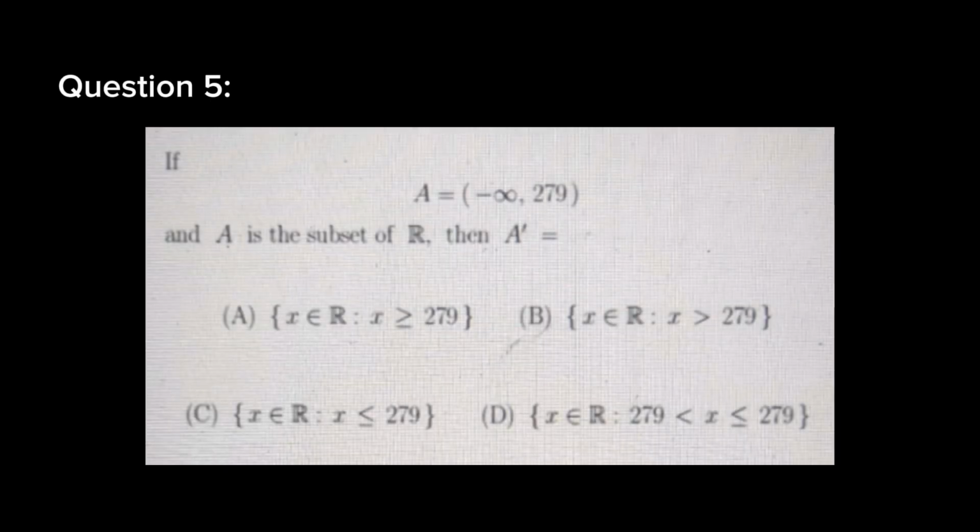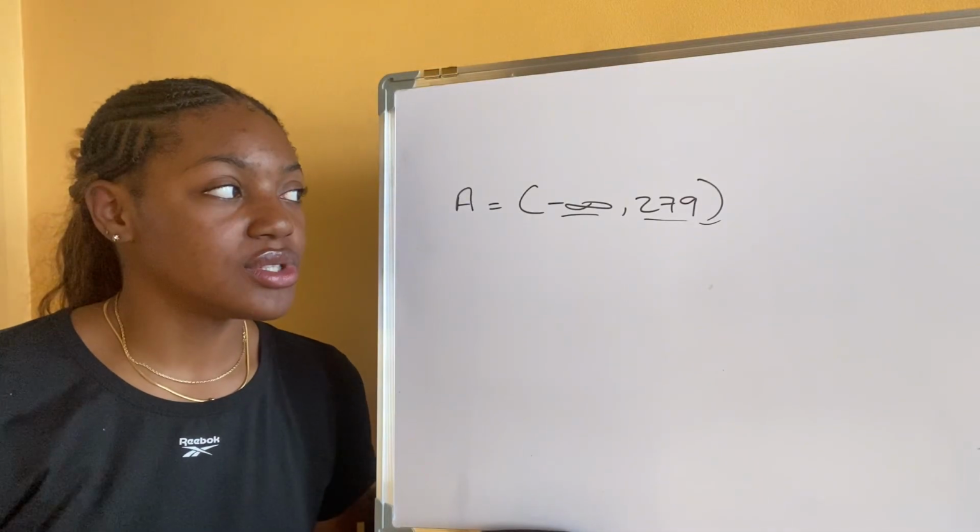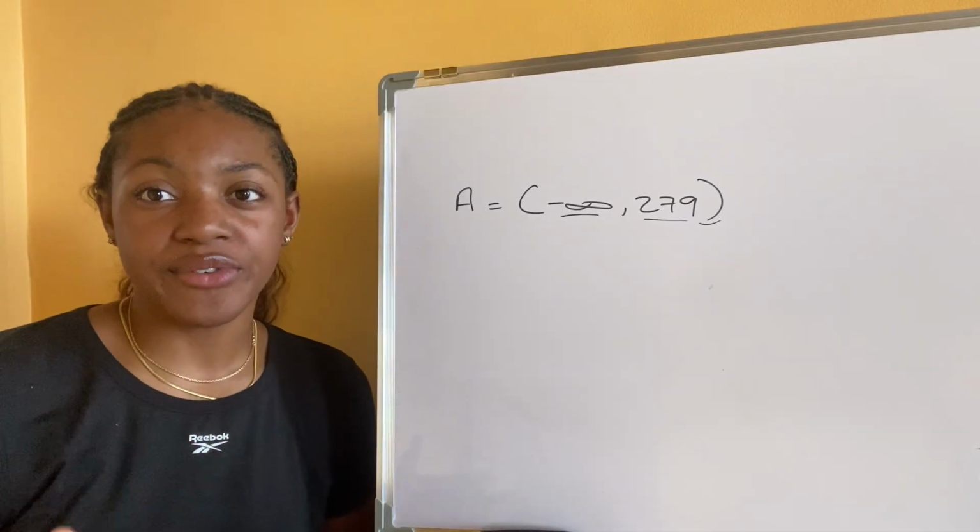Question 5. If A equals the open interval from negative infinity to 279, and A is a subset of the real numbers, then A complement equals. So here's our first question with interval notation, and let's just highlight a few things first.